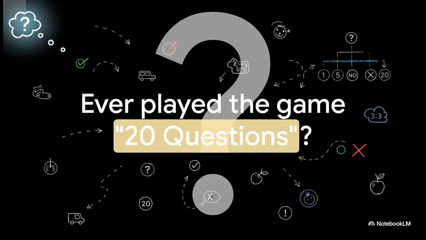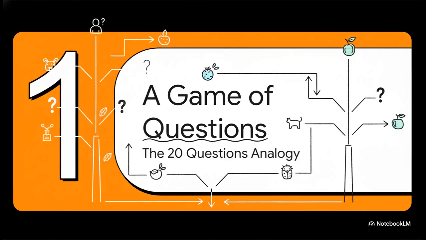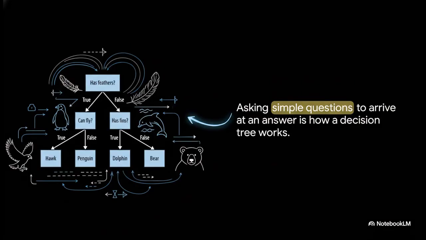All right, to kick things off, let me ask you something. Have you ever played the game 20 Questions? You know, the one where you try to guess what someone's thinking of just by asking a bunch of simple yes or no questions? Ring a bell? Well, believe it or not, that super simple game is pretty much the perfect way to understand exactly how a decision tree works.